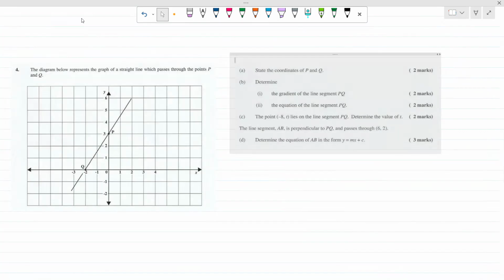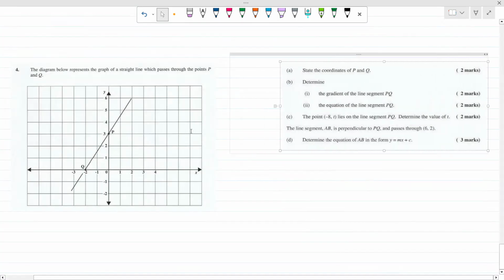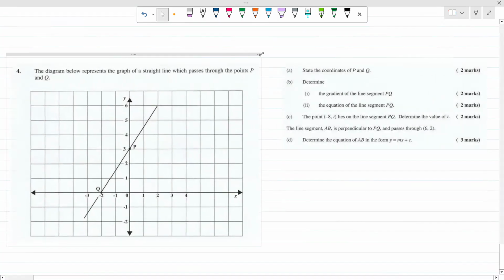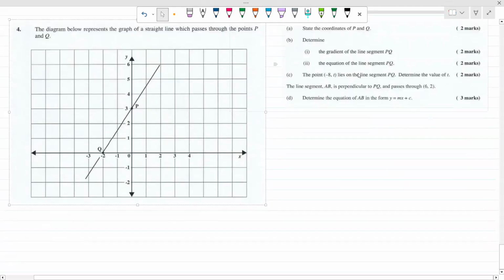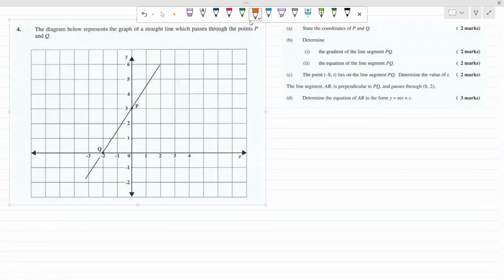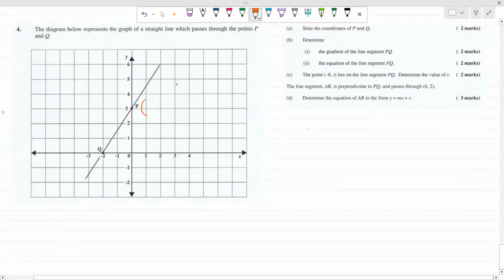Right, looking at this one now. State the coordinates of P and Q. This is P and this is Q. You always go with the X coordinate first and then the Y coordinate second. Same thing on this side here. X first and then Y second. What's my X coordinate for P? If I come down like this, X is what? Drop it in the chat.